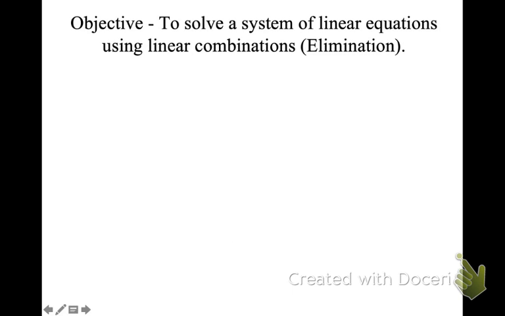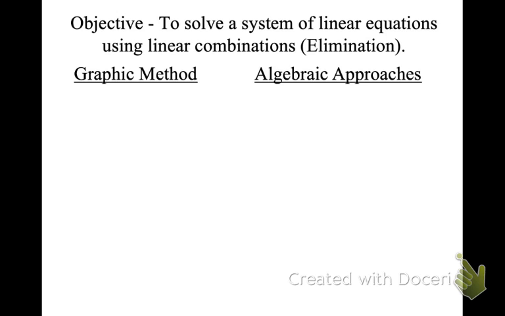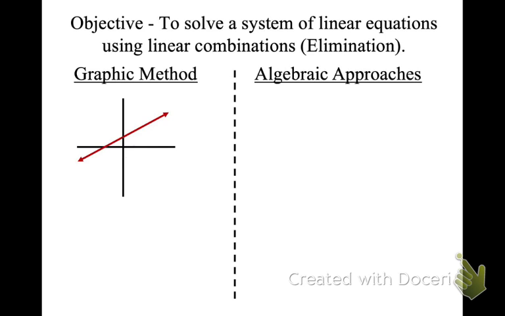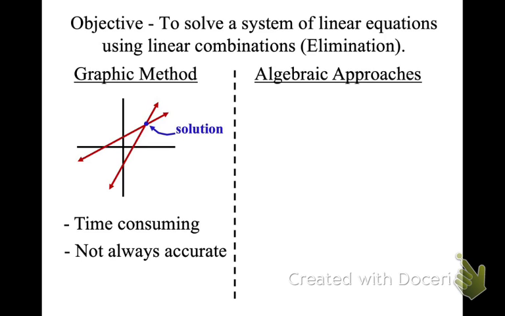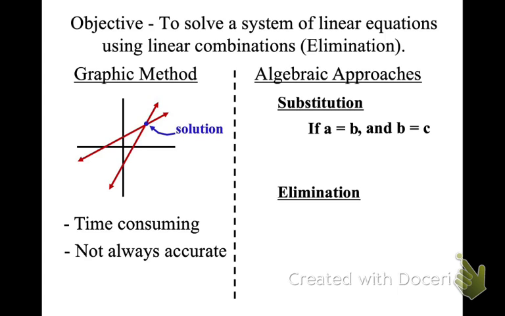All right, so solving a system of linear equations, this time using linear combinations or the elimination method. So really quickly, let's review what we've looked at. We've solved a system. Remember, to solve a system is to find the intersecting point. We've solved a system by graphing. Okay, this is time consuming and it's not always accurate. We've solved by substitution, where we get one variable alone and then we substitute to solve for the other.